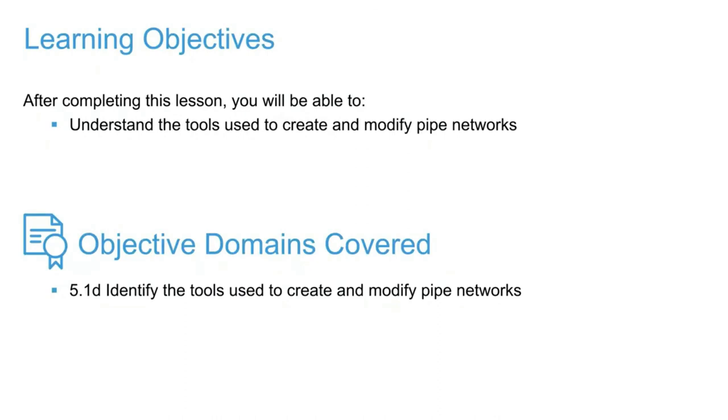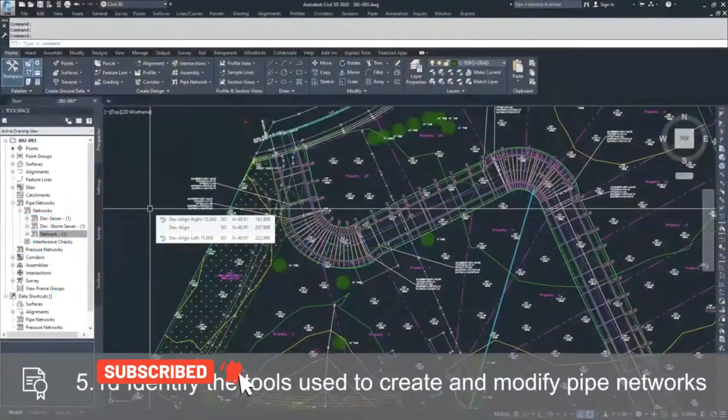Now that we've created our pipe network, what we're going to do now is talk about the different ways to modify those networks. There's multiple different ways to modify networks once they've been created. We're going to talk about three of them.